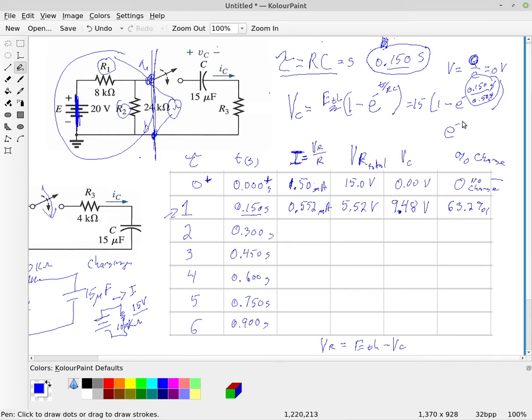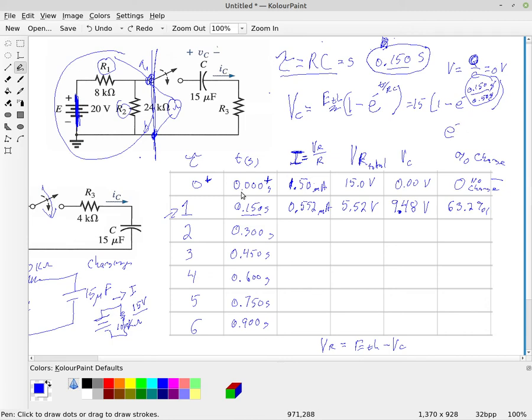This was e to the minus 0.150 divided by 0.150. Now, something divided by itself is simply equal to 1. Okay, so the first time constant, the e term, is e to the minus 1. So it's 1 minus e to the minus 1. That's where the time constant piece comes in, because we get a nice integer value up here in our e. That's what the time constant is basically all about.